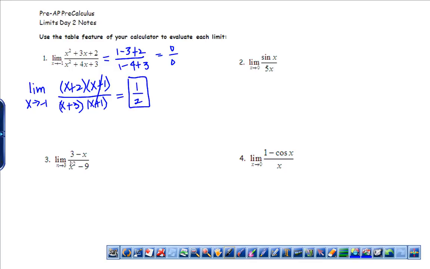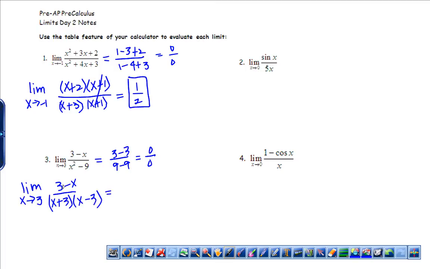Okay, I'm going to go down here to number 3 and do the same thing. Plug in a 3, so that would be 3 minus 3, gives you 9 minus 9, and it looks like you end up with a 0 over 0 again. So factoring the limit as, whoops, those variables should be the same. So I'm going to say x approaches 3. So 3 minus x over x plus 3 and x minus 3.